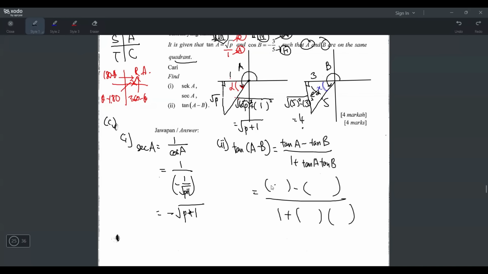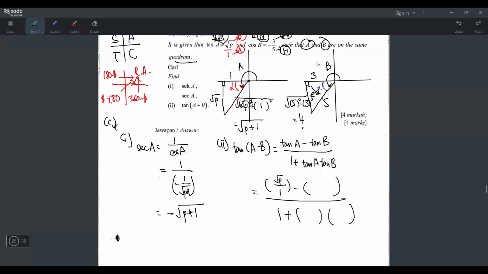But you have to leave an empty space here. Why? Later I have to check positive or negative, right? Because your A is actually a third quadrant angle, but you use the reference angle to help you find the answer first. So tangent A will be the same as tangent alpha. So opposite over adjacent, square root P over 1. But you have to check positive or negative. Okay, angle A is quadrant 3, so tangent is positive.